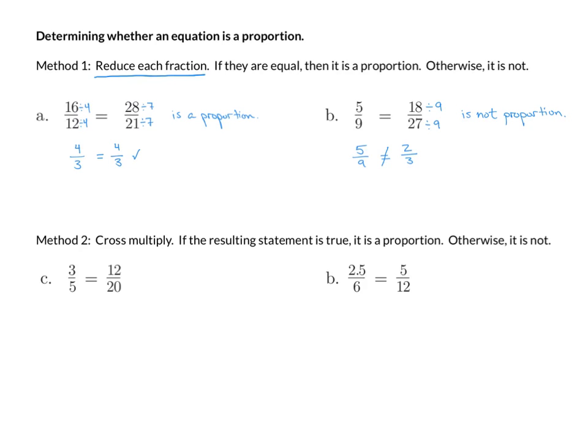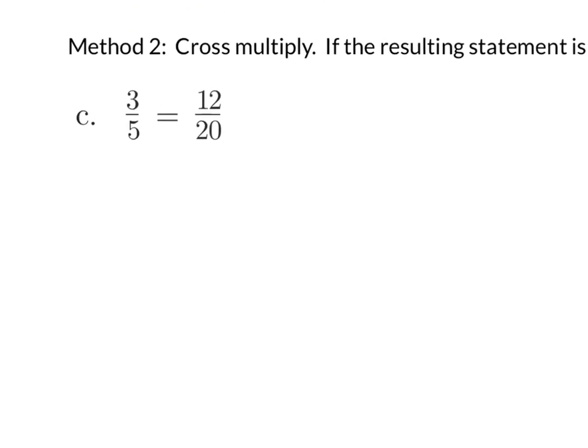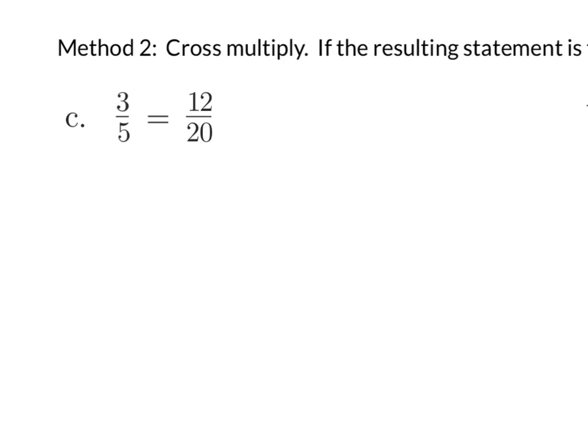So let's go ahead and see what cross multiplication looks like. For example C, we have 3/5 equals 12 over 20. So in order to cross multiply, what does that mean? It means I want to multiply in an X pattern. So I'm going to multiply 3 times 20 equals, I'm going to multiply 5 times 12.